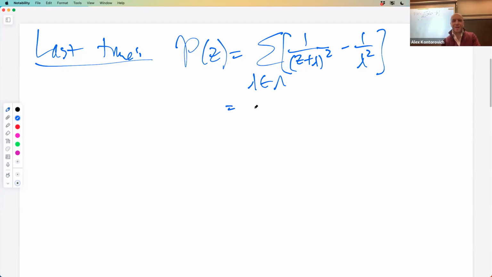The more standard way of writing it is 1 over z squared, the term with lambda equals 0, plus all the other ones, the non-zero terms of this same thing. Okay, we saw that this was elliptic.